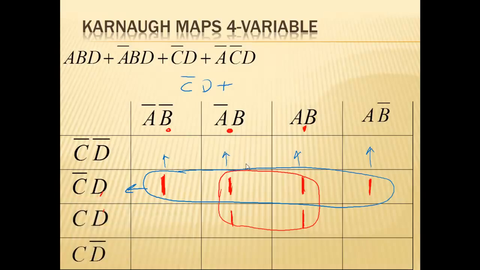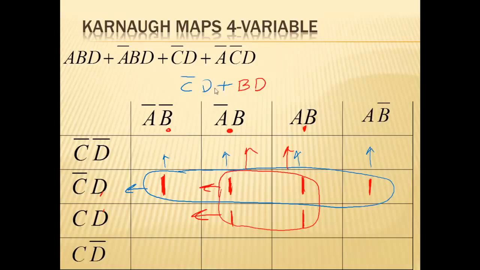See red. The red one is this one and this one. So we've got A naught and A cancel each other out, and we're left with B. And we've got this way and this way. We've got a C and a C naught cancel each other out, so we're left with a D. So C naught D or BD.